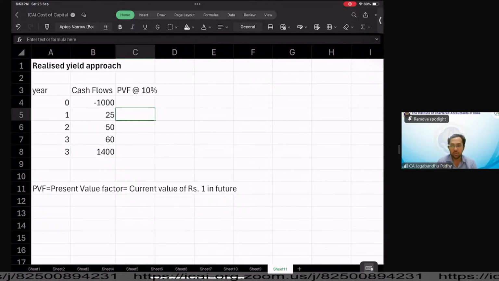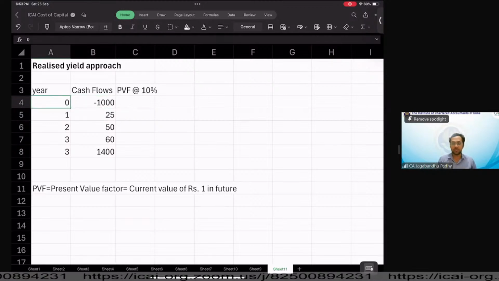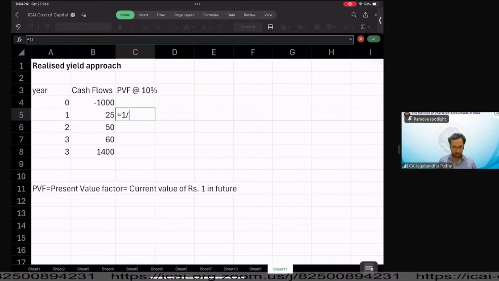So if I ask you what's the present value factor, it's going to tell us what is the value today of the rupee that you're going to receive in future. How do we calculate the present value factor? You might have learned this in foundation quantitative aptitude. Time value of money would be a chapter, right? So how to get the present value factor here? It is 1 divided by 1.1.